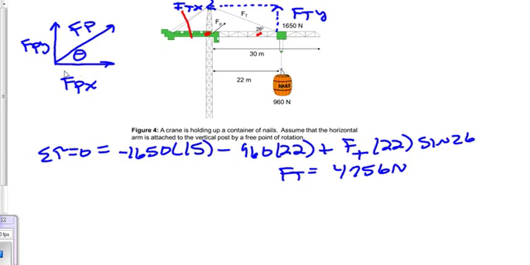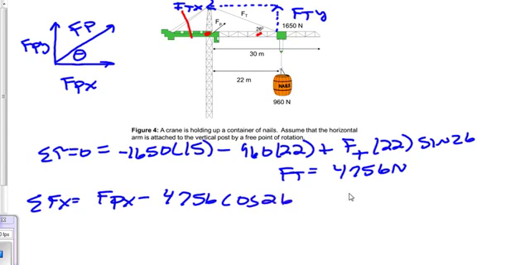Okay, so force pull x is pointing this way, force tension x is opposing it, and those are the only two forces in the x direction. So we're going to say the sum of all forces in the x direction equals force pull x minus force tension x, but that would be equal to 4,756 times the cosine of 26. Therefore, force pull x is equal to 4,275 newtons.